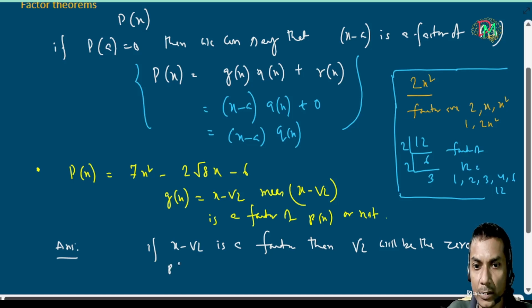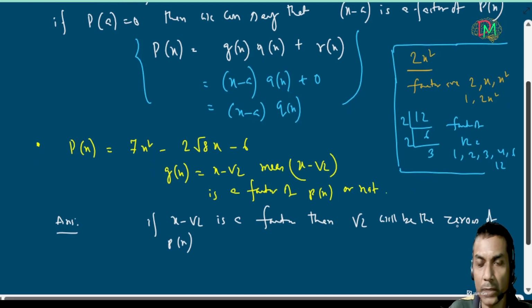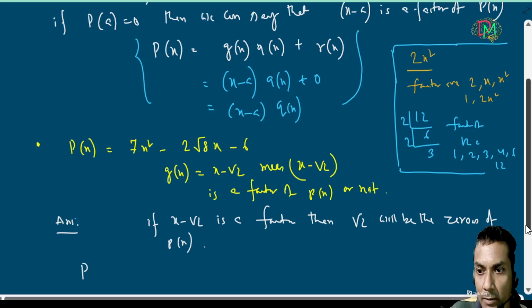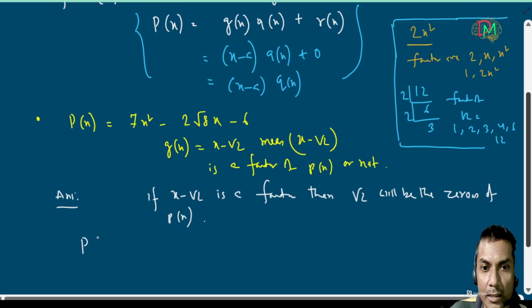Zeros of p(x). This concept we have already discussed in the previous videos that are available in the playlist. You can check it. So if root 2 is a zero of this polynomial p(x), then x minus root 2 will be a factor. Now we don't know whether it is a factor or not. We have to check whether it is a zero or not, right? So we replace x with root 2.